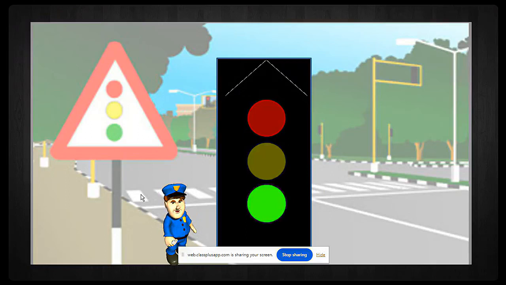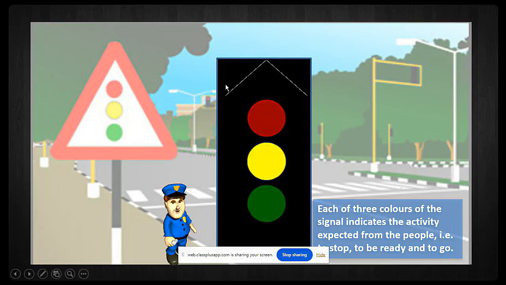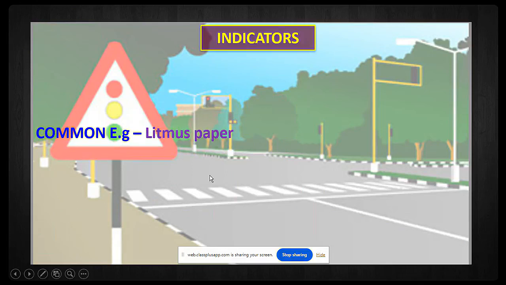So here, as we know, there are three colors for traffic signals. Like that, we are having three types of indicators here to check whether a given solution is an acid or a base. Each of the three colors of the signals indicates the action expected from the people: to stop, to be ready, and to go. Red is to stop, yellow is to be ready, and green is to go. Is it right?